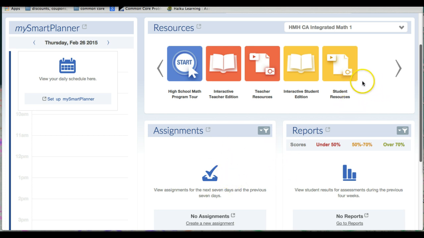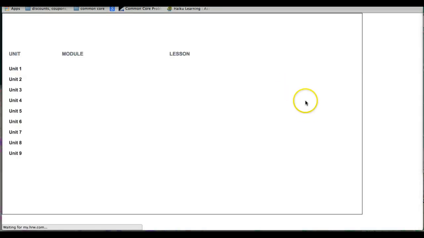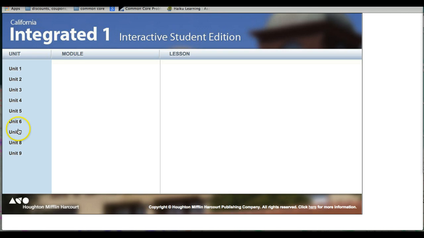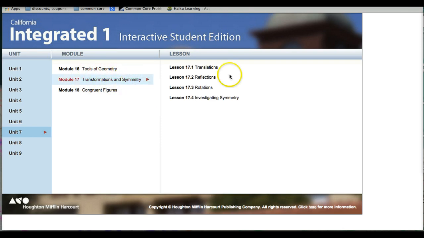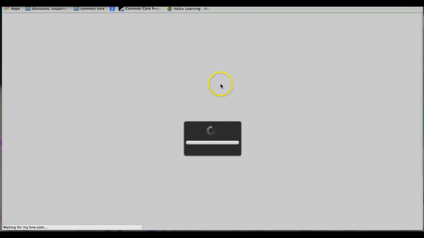Now, another thing I wanted to show you is how to use your textbook. So you have to go into the Interactive Student Edition. Then right now you guys are on Unit 7. So click on Unit 7. And then you have to click on chapter 17 because remember we just took the test for module 16. So click on 17 and you're going to click on 17.1. And all of a sudden now you're going to get access to this.